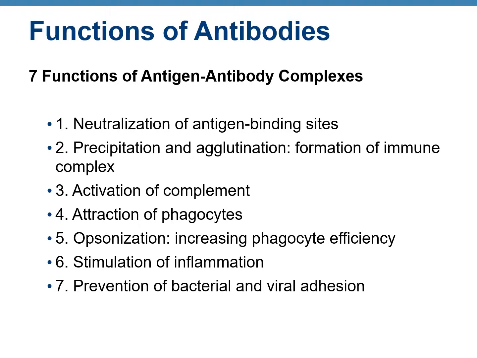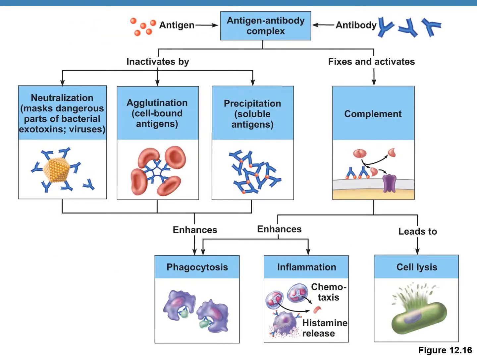Fifth, opsonization, that means it flags. So once it has bound to the antigen, it calls for backup help. Sixth, it stimulates inflammation, so there is an inflammatory response. Seventh, it prevents further bacterial and virus particles from coming and sticking to these antigens. This figure illustrates the 7 functions of antibodies.